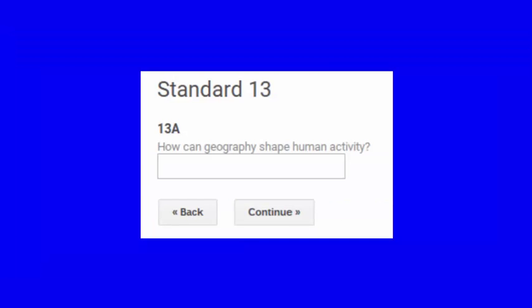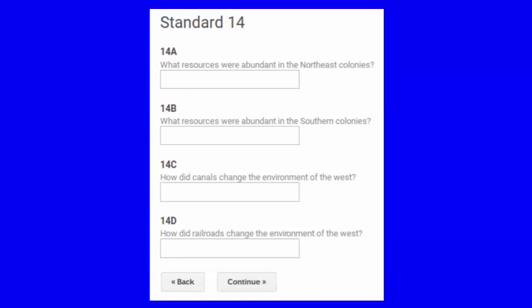Standard 13. 13A. How can geography shape human activity? Standard 14. 14A. What resources were abundant in the Northeast colonies? 14B. What resources were abundant in the Southern colonies? 14C. How did canals change the environment of the West? 14D. How did railroads change the environment of the West?